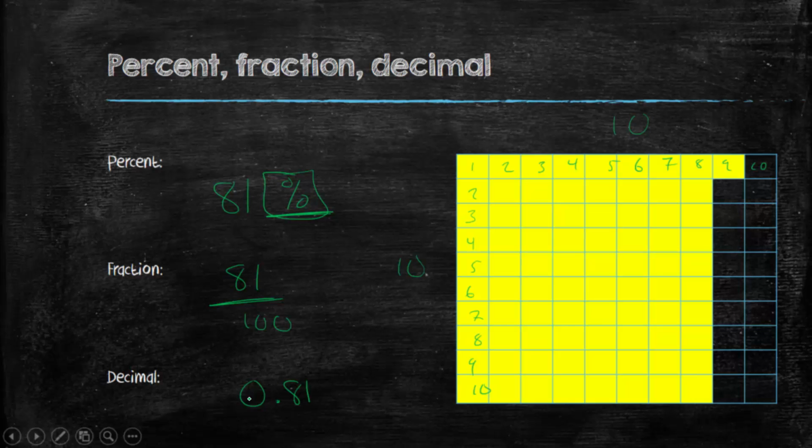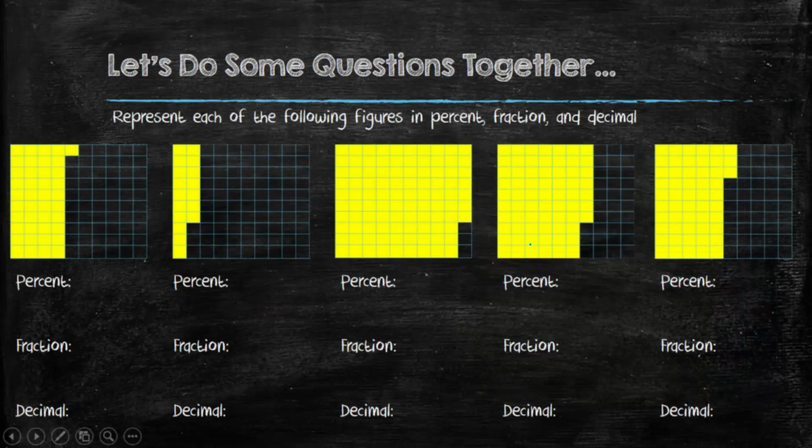Okay, let's move on. So we've got 5 figures here represented, and let's see if we could write them in percent, fraction, and decimal form. So let's see here, we've got 40 right here, and I know it's 40 because I know this is 10 and this is 4 highlighted, so I could do the math real quick. That's 40 plus 1, that's 41%. So you write percent here. Fraction, it would be 41 over 100. And decimal, you would write 0.41.